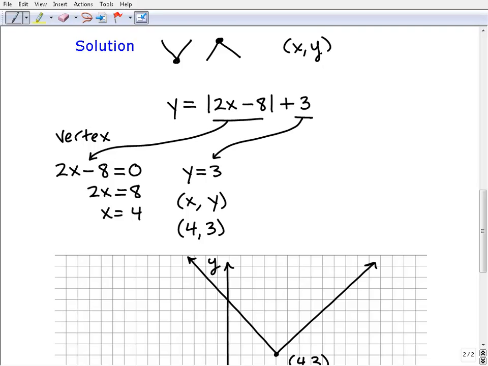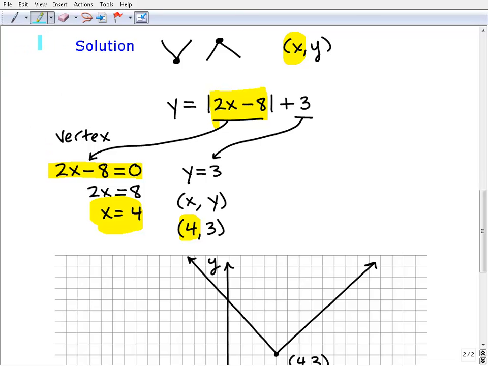So the first step that we always want to take is to find the vertex. So how do you find the vertex? Well, when we're trying to graph an absolute value equation, we have to take a look at the equation and first determine what's going to get us our x-coordinate of the vertex. The way we find the x-coordinate is we take what's inside the absolute value function itself. In this case, it's 2x minus 8. We set it equal to 0 and solve that equation. So in this case, x equals 4. That is the x coordinate of the vertex.